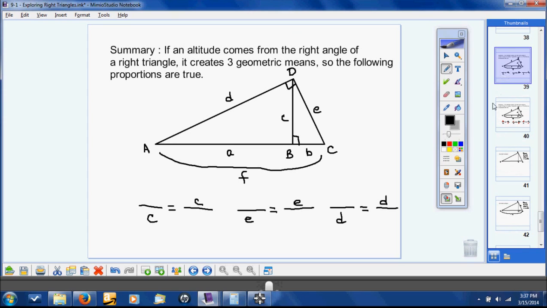I want to give this as a summary. Okay, let's summarize. If an altitude comes from the right angle, it creates 3 geometric means: C is 1, D is 1, and E is 1. So we want to write this down. This is the little picture that I really believe should go on your notes sheet. It just summarizes everything we just did, and in the next slide we will fill in those missing pieces. So let's get this down. You don't have to write, yeah, I guess you do need to write everything.